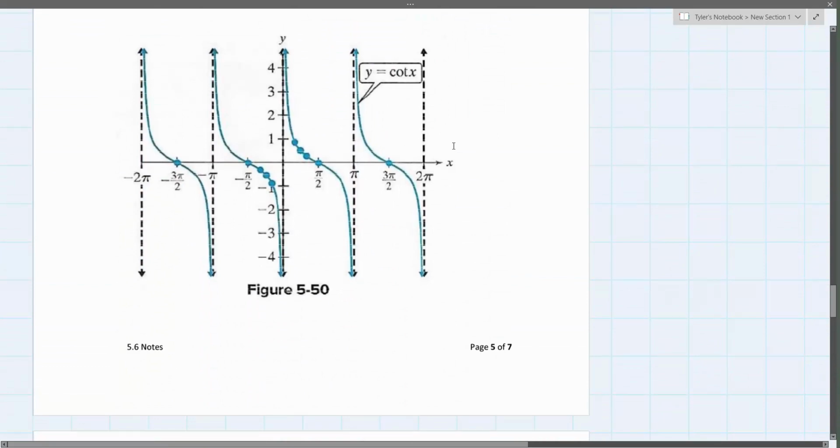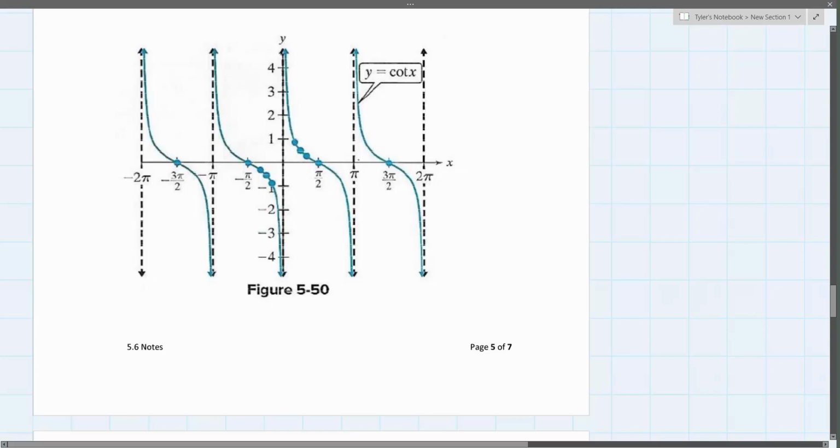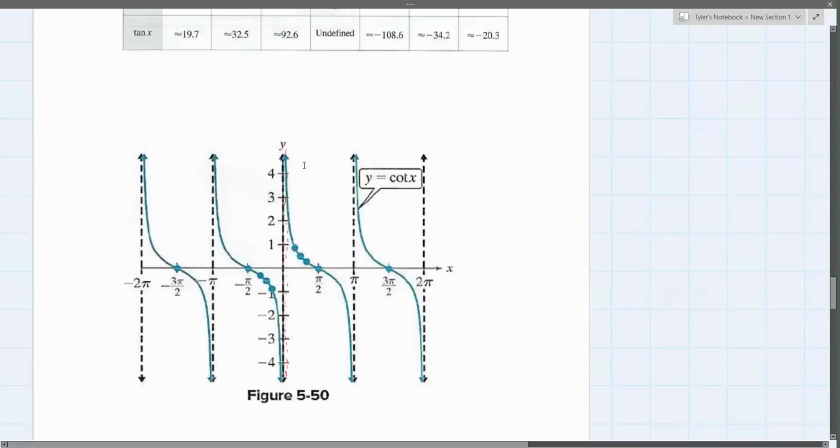Right, so then here's a graph of cotangent. So remember, cotangent is undefined at multiples of pi, right? So notice you'll see the vertical asymptotes at pi. And actually this y-axis here is also a vertical asymptote, right? Maybe kind of hard to see because it's a dashed line and a solid line, but this is a vertical asymptote here as well, the y-axis. Right, and notice it looks similar to the graph of tangent.